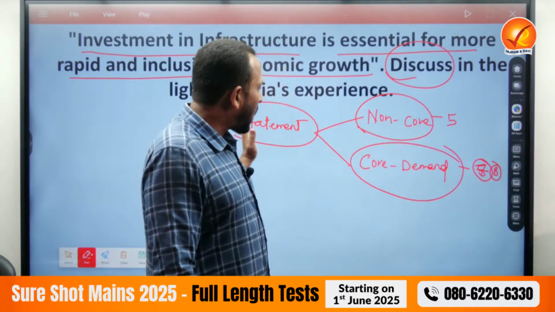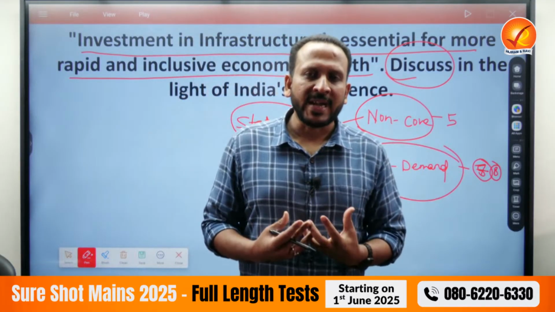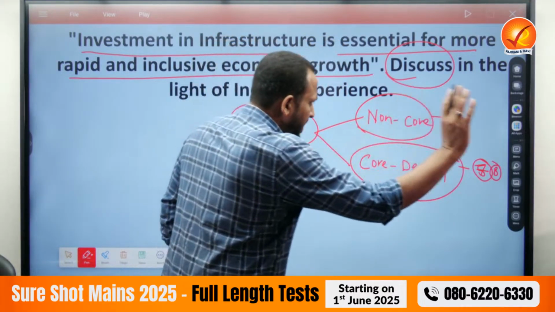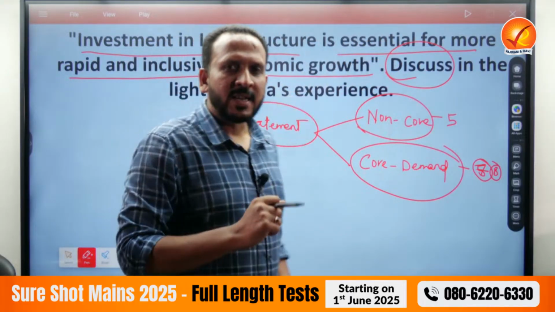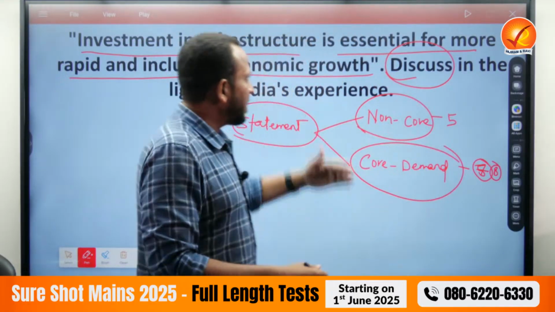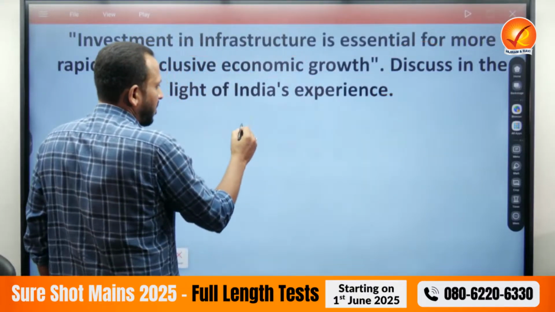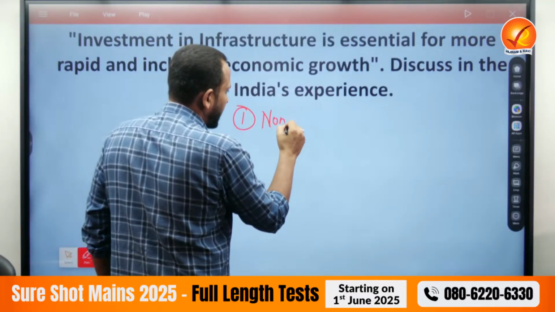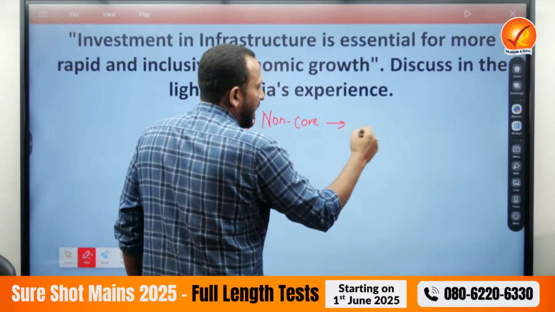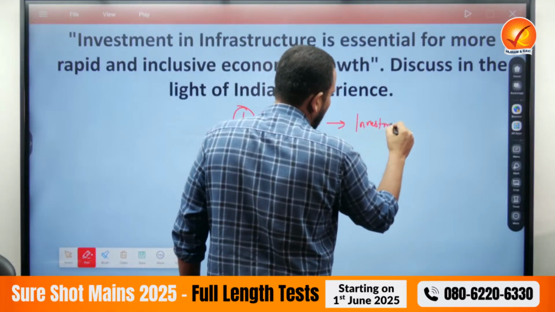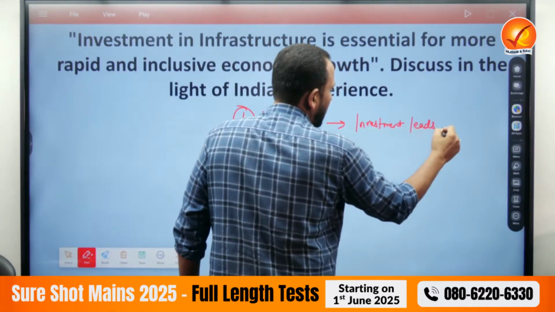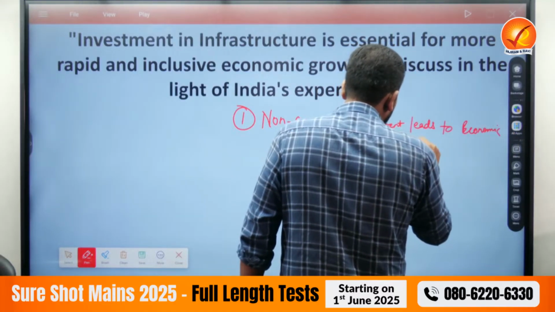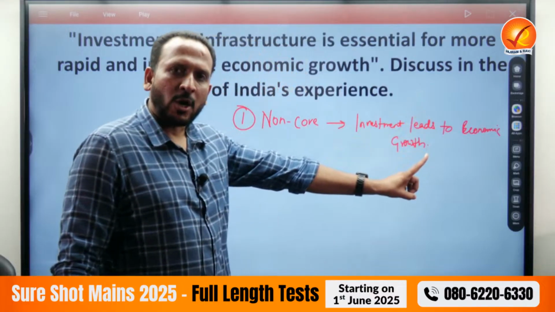That is the reason why we have to find the scope in the statement itself, right? So now, as I'm reading the question, what will be my structure of the answer? My non-core demand of the question is how investment leads to economic growth.